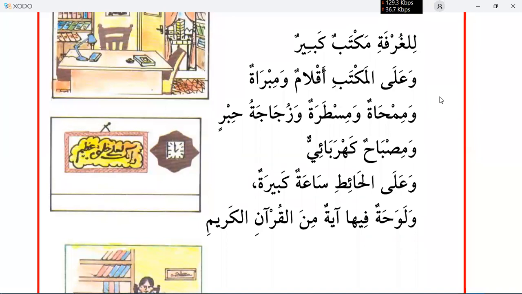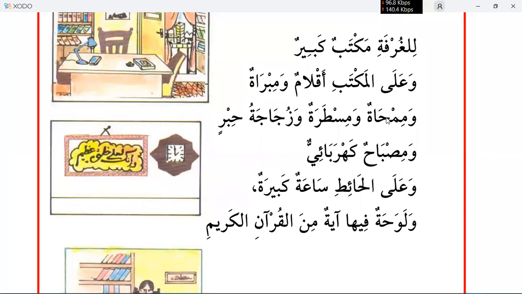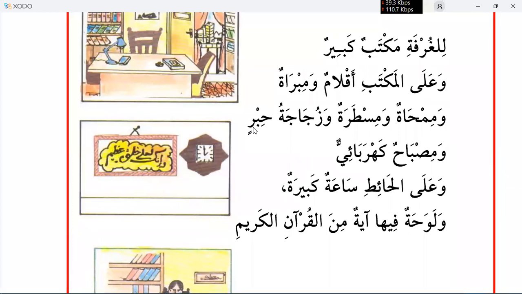Wamim hatun, wamiskat, wamistaratun, wazujajatu hibr. On the wall, there is a clock and a razor. Mimhatun means razor. The razor and ruler. Wazujajatu hibrin, ink pot. Wa misbahun kahrabai, an electric lamp. Wa ala al haiti sa'atun kabira.